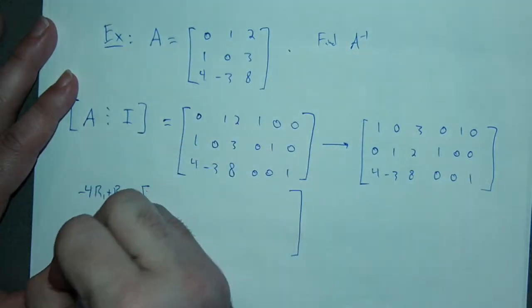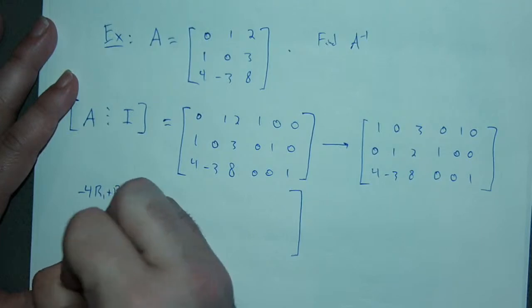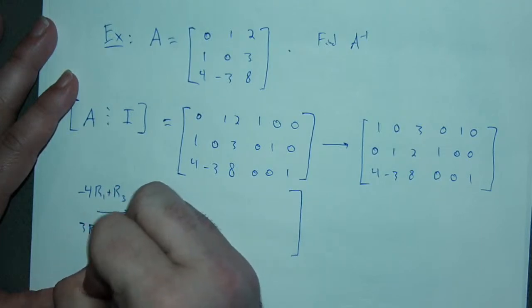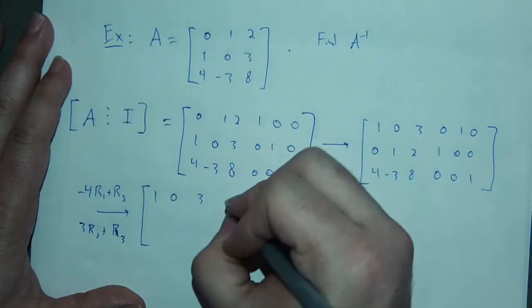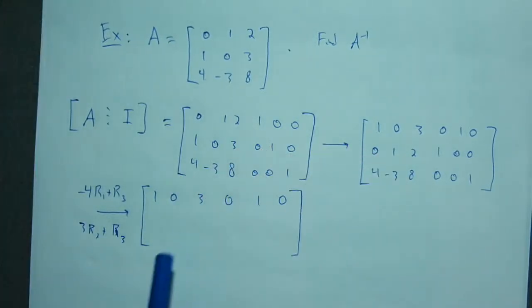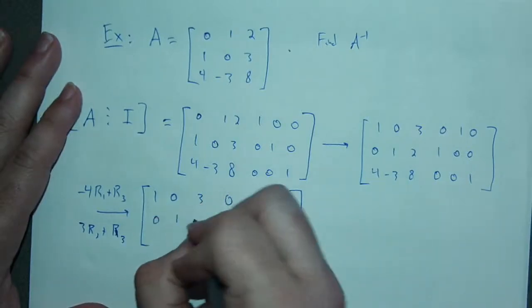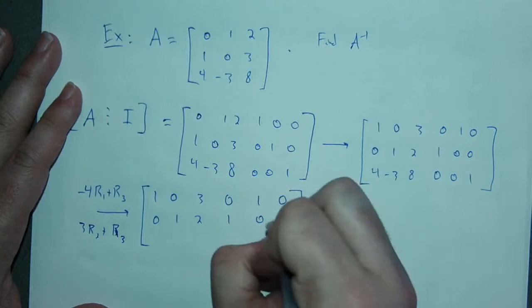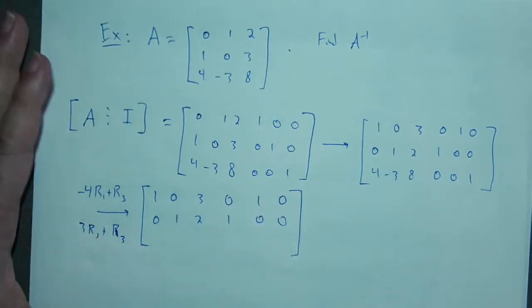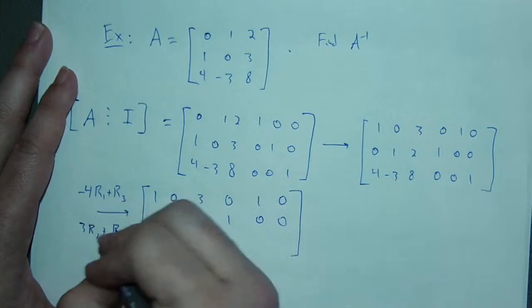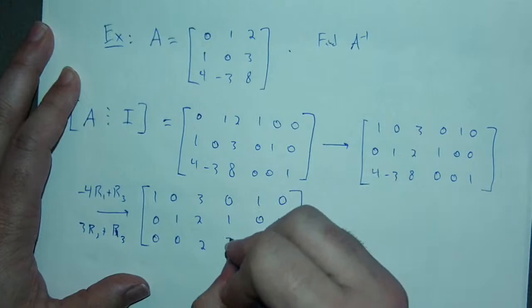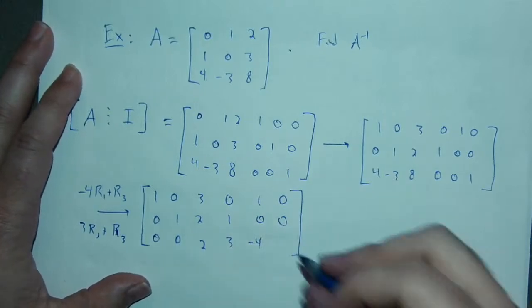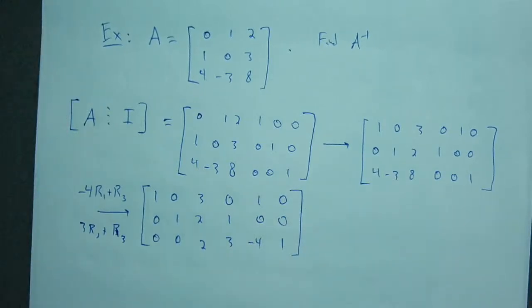And then I'm going to do 3 times row 2, replacing row 3. Oh, sorry. When I do that, my first row is unchanged, so 1, 0, 3, 0, 1, 0. Row 2 is unchanged too: 0, 1, 2, 1, 0, 0. And then what do I get in this line? I'm going to get 0, 0 after I do each of these. So 0, 0, 2, 3, minus 4, and 1 is what I get.